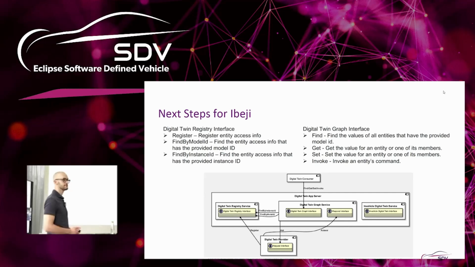There's also a set operation, which allows you to adjust the member values of a digital twin. And there's an invoke operation to allow you to invoke a digital twin's commands. The first part of this work has already been added to the repo, and we're going to continue working on that. All right, that's it. Back to you, Hans.